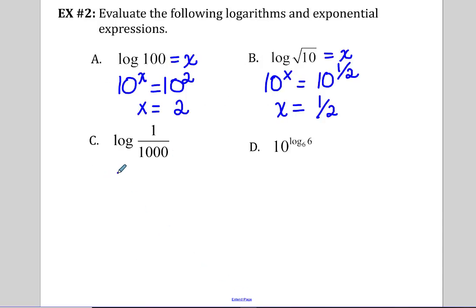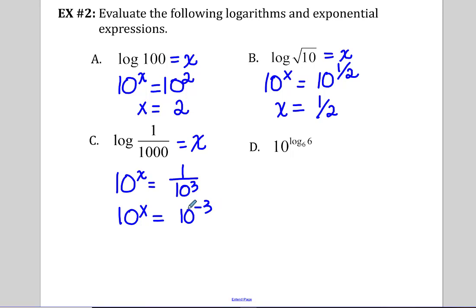Similarly, down here, we've got 10 to some power. We don't know the power. We're looking for that power. 10 to the power is 1/1,000. Well, 1/1,000 can be 10 to the -3 power. So 10 to some power is 10 to the -3. When the bases are the same, the exponents are equal. So the power, or the logarithm, log of 1/1000 is the -3 power. A logarithm is a power.